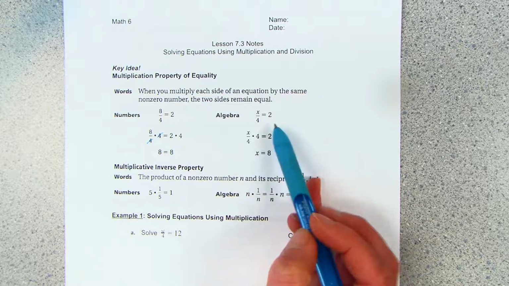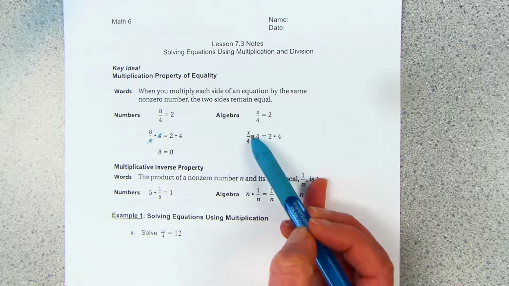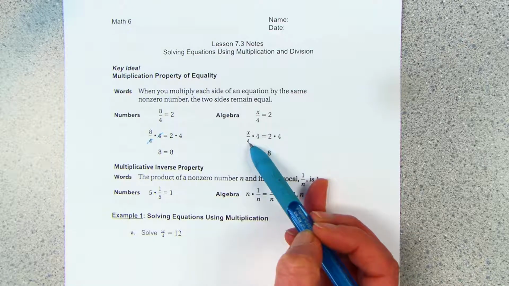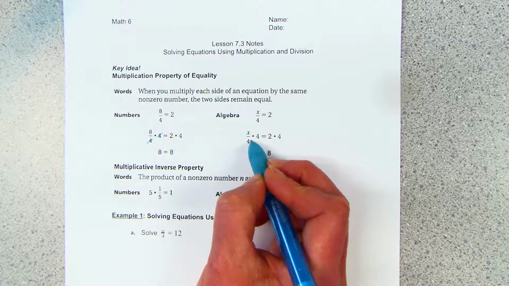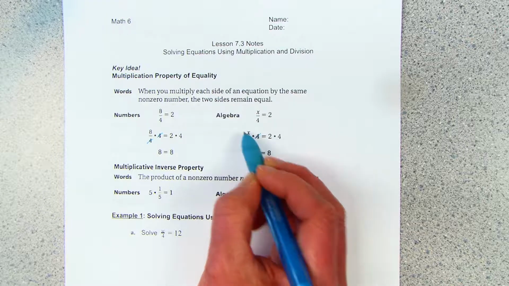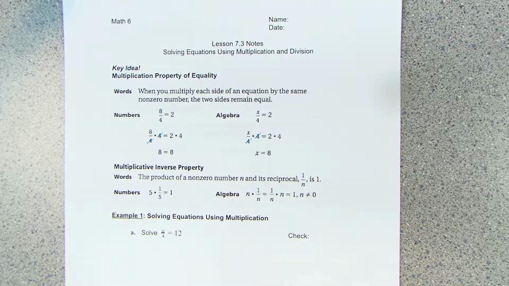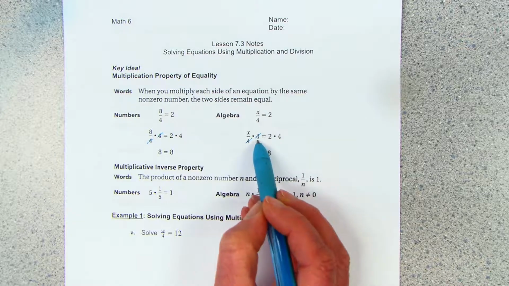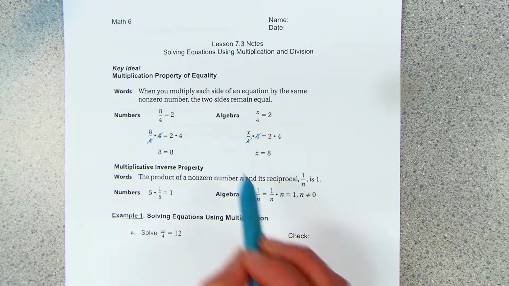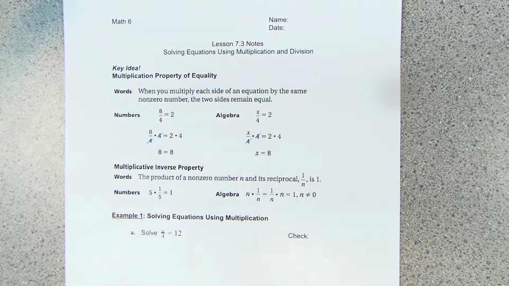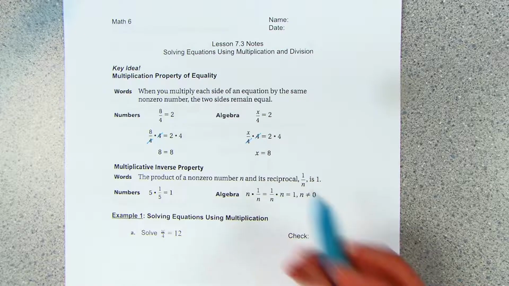With algebra, doing the same thing. Now we've got an x in the numerator, but I'm going to multiply by whatever was in the denominator so that I can make that cancel out. And then that leaves me with an x in the numerator. And whatever I did to one side, I have to do the same thing to the other side, and it equals 8 on that side. So whatever I do to one side, I do to the other side, and the sides remain equal.